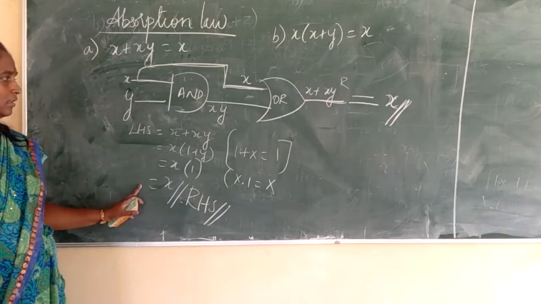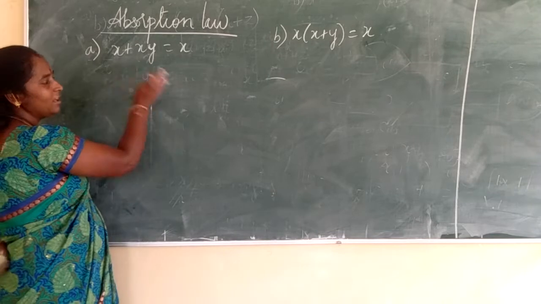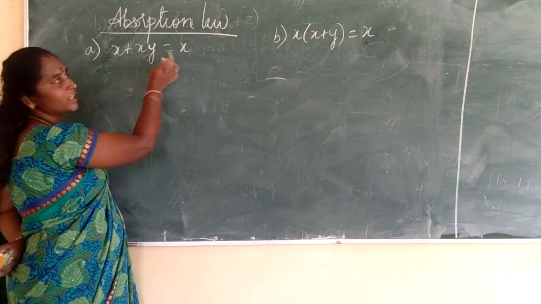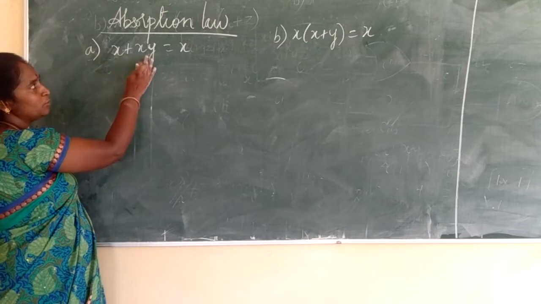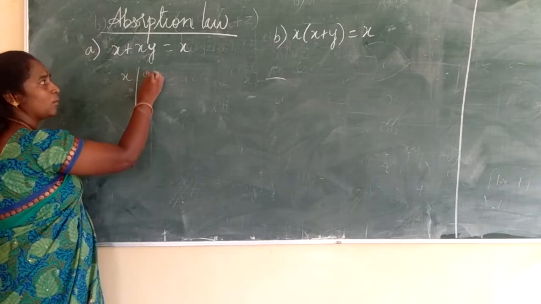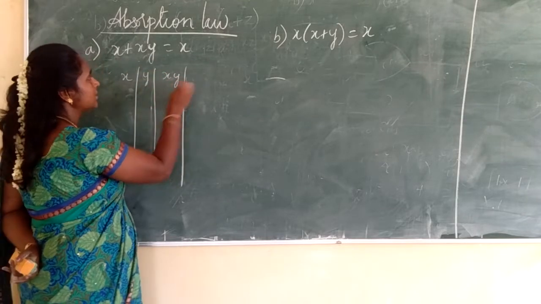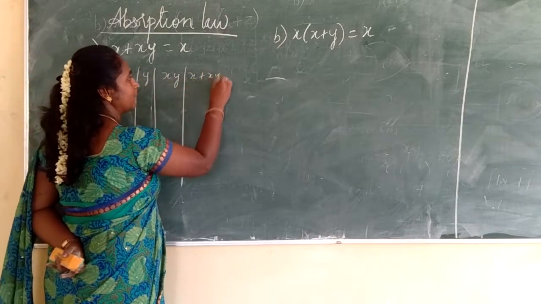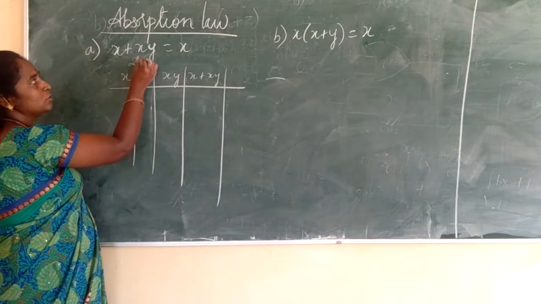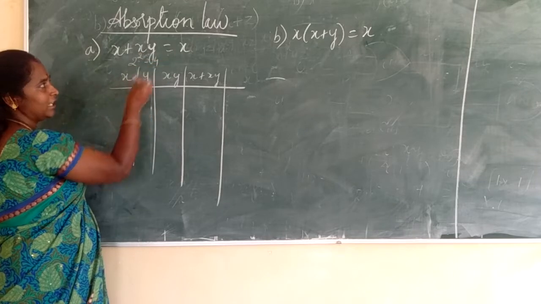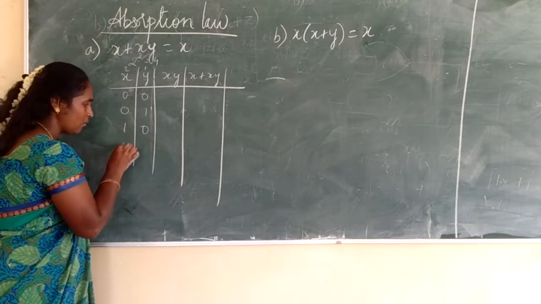Next we will see the truth table for this. We have theoretically proved that x plus xy is equal to x. Now let us see it with the help of the truth table. Take only two input variables, x and y: 0 0, 0 1, 1 0, 1 1.